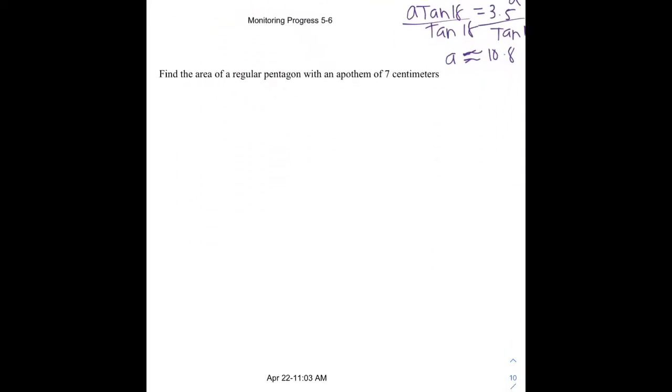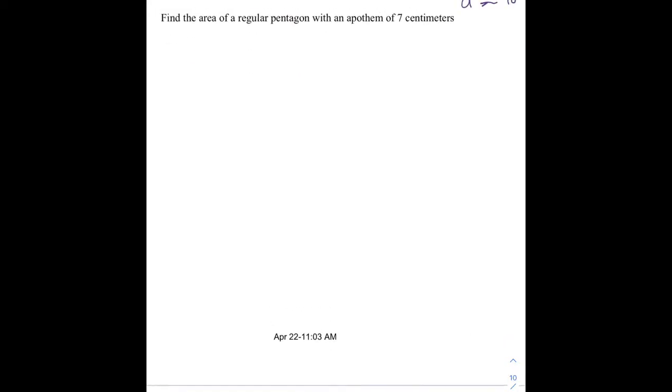Find the area of a regular pentagon with an apothem of 7 centimeters. So if you would like a picture, we have a pentagon that's 5 sides, and we are given that the apothem is 7. So again, I'm going to start out with my formula. The area is equal to the apothem times the side length times the number of sides all over 2. In this problem, they gave me the apothem and they gave me the number of sides. I have to fight for the side length. So let's fill in what we know.